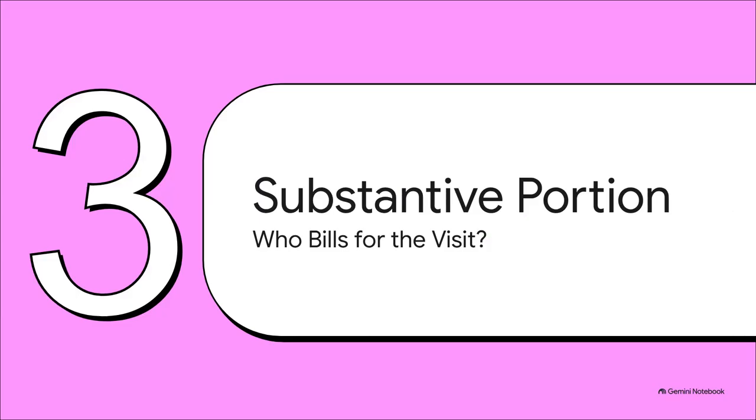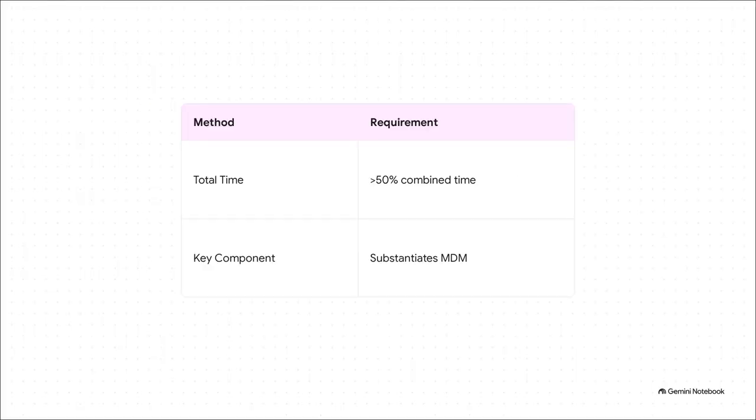Moving on to number 3, the substantive portion rule. Okay, so who actually gets to bill for the visit? It all comes down to who performs what we call the substantive portion of the visit. And there are two ways to figure this out. The first is total time. This means one practitioner performs more than 50% of the combined time spent by both providers on that day. And remember that total time includes both distinct face-to-face and non-face-to-face time on the date of the encounter. The alternative method looks at the key component, the practitioner who actually performs and, importantly, substantiates the medical decision-making, the MDM, claims that substantive portion and reports the visit under their NPI.